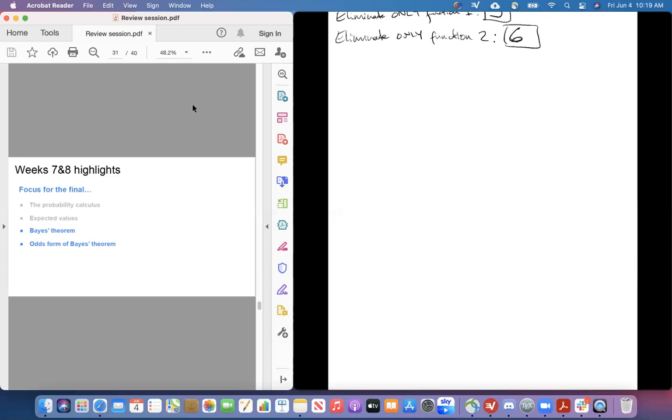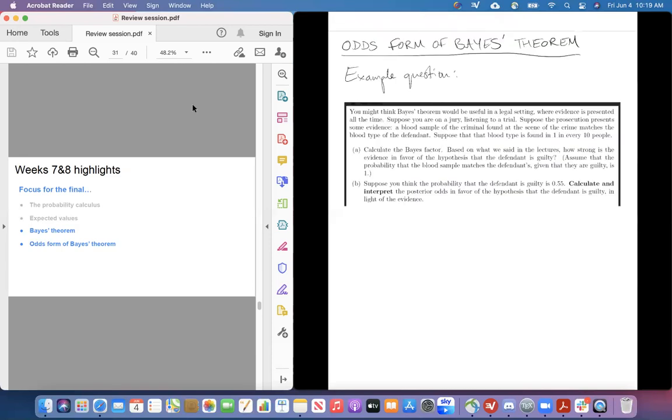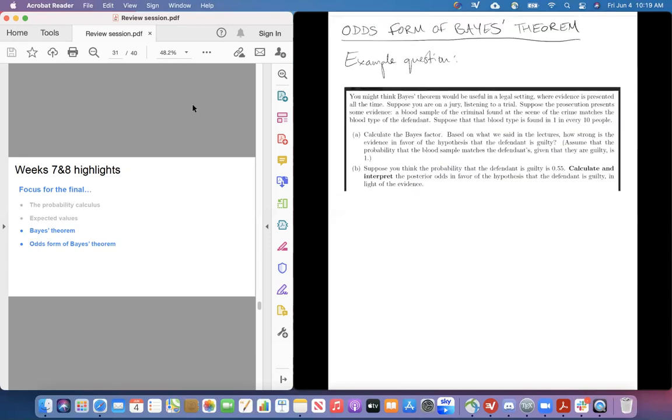But what wasn't done so well was the odds form of Bayes' theorem. So here it is. This is what I asked you a couple of weeks ago, with the exception of part C, which I'm not going to go through. What I am going to go through is parts A and B of this question. And I want to describe the procedure of how people should be going about this form of question.